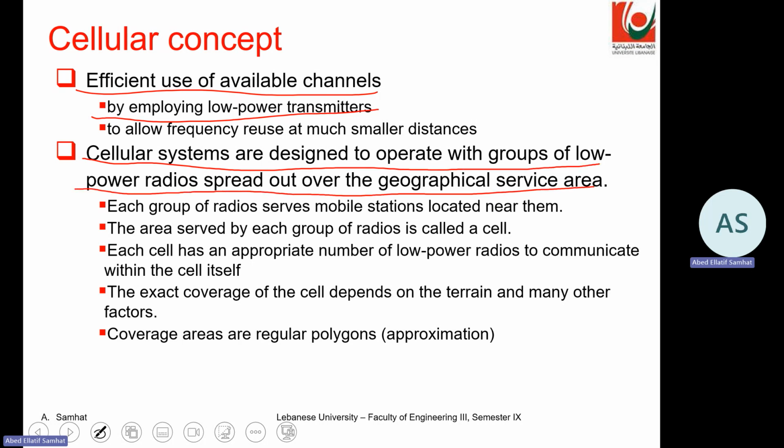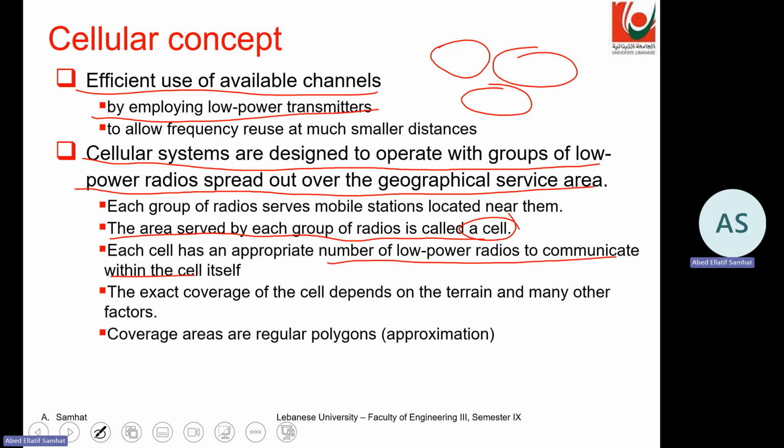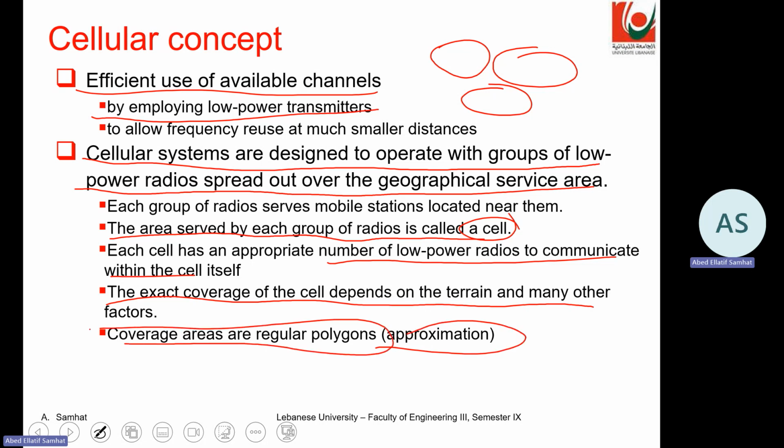the geographical area. This is the cellular concept: the area served by each group of radios is called a cell, and each cell has an appropriate number of low power radios to communicate. The exact coverage of the cell depends on the area and the environment. What we will continue with is an approximation, where we take the coverage to be a kind of regular polygon.